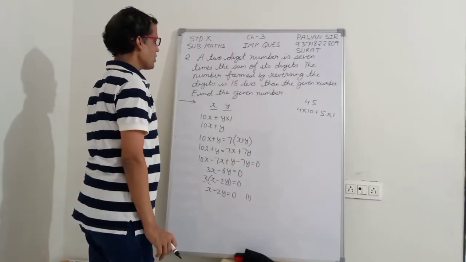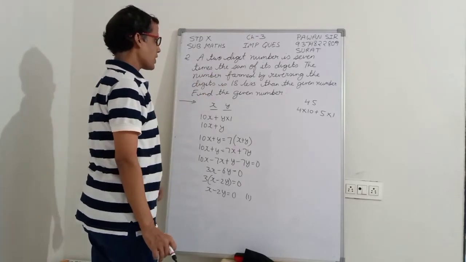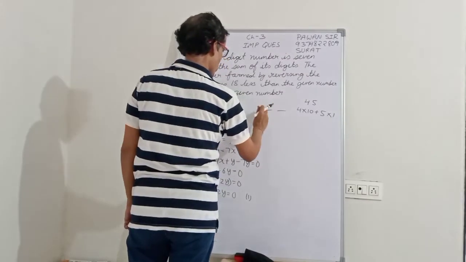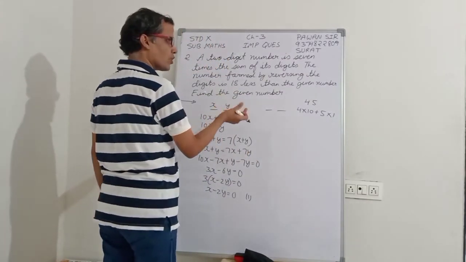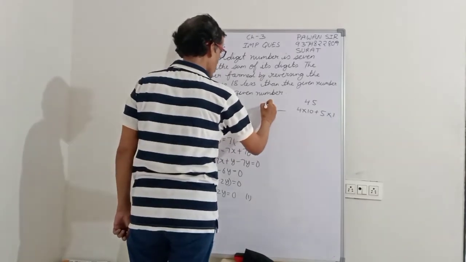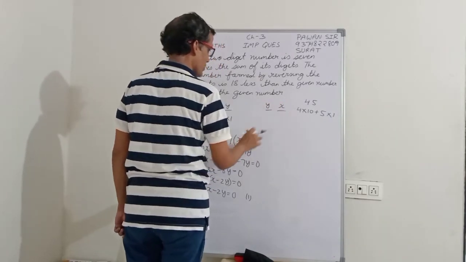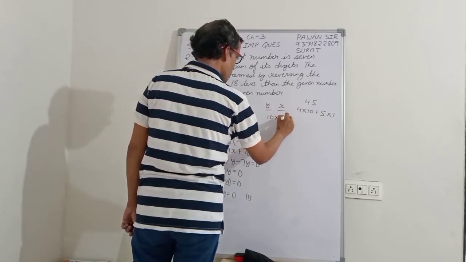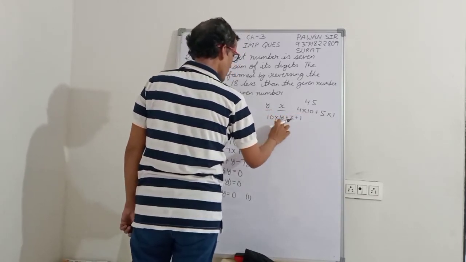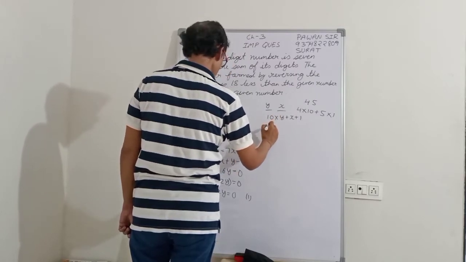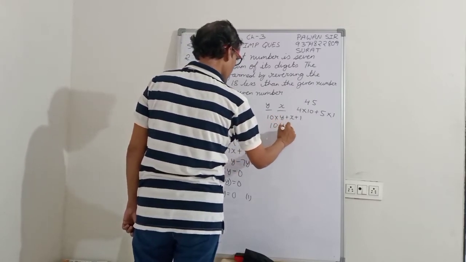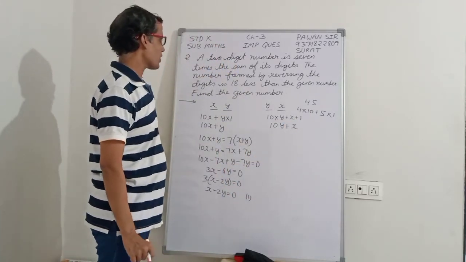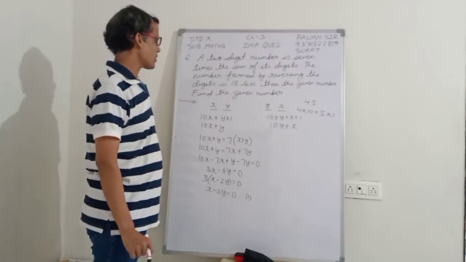Okay. Now see the number formed by reversing the digits. When you reverse the digits, it means we have to interchange the tens and unit digit. So it becomes y here, and here it will become x. So what is the number now? 10 into y plus x into 1. We get 10y plus x.